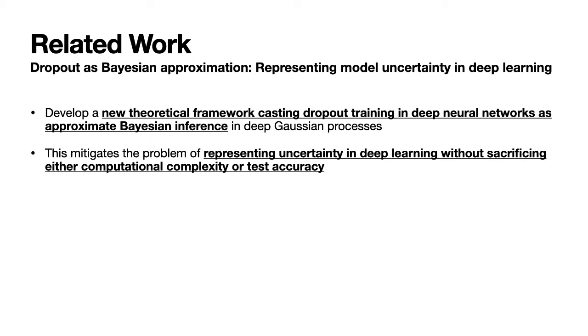I refer to this paper to implement the active learning method for regression. It proposed a new theoretical framework casting dropout training in deep neural networks as approximate Bayesian inference in deep Gaussian processes. This mitigates the problem of representing uncertainty in deep learning without sacrificing either computational complexity or test accuracy.